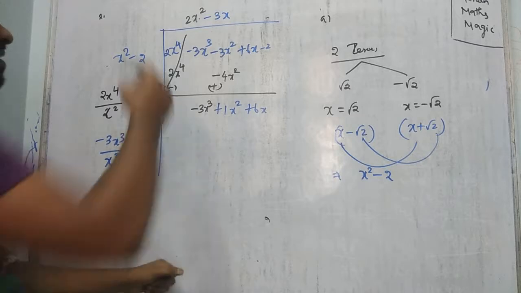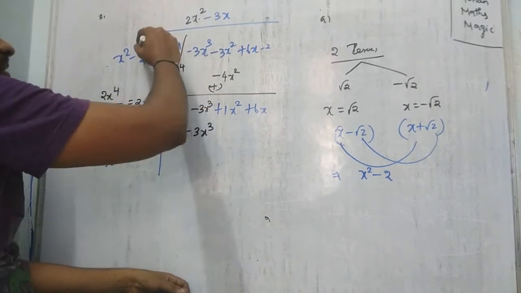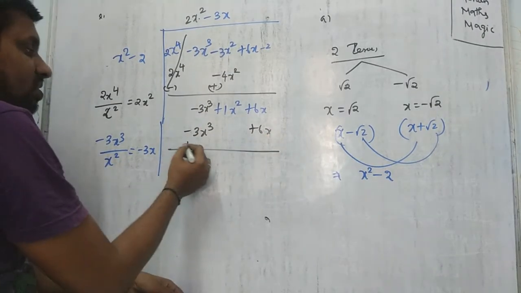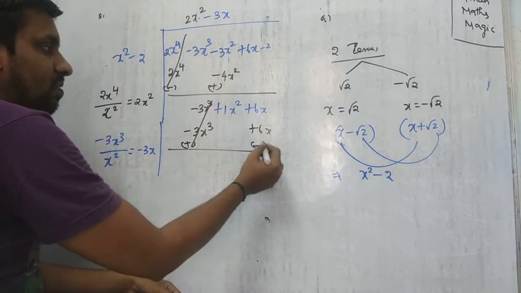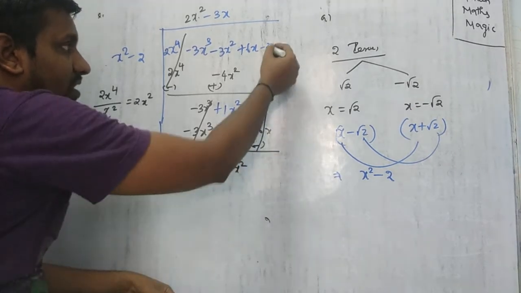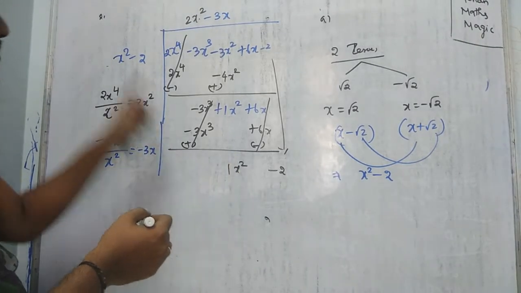Next, normal multiply. X square into 3x minus 3x cube. Minus 2 into minus 3x plus 6x. Change the symbol, and the terms will cancel. Remaining term 1x square and the last constant minus 2. Now this also 2, this also 2.